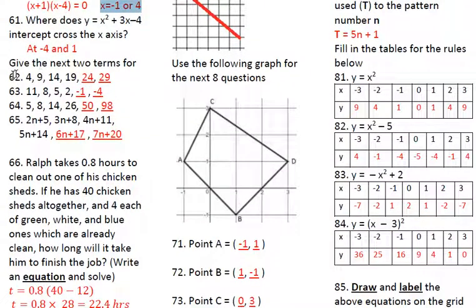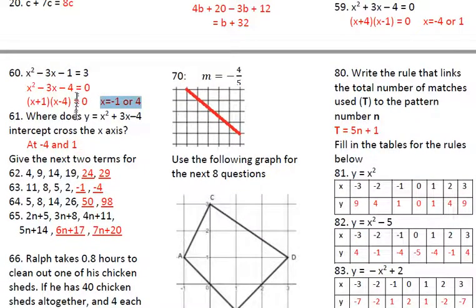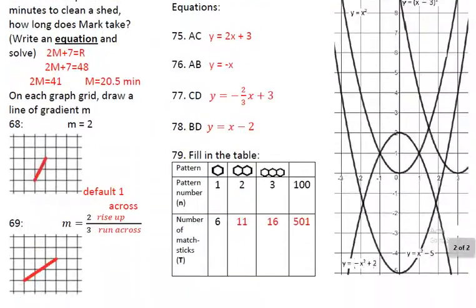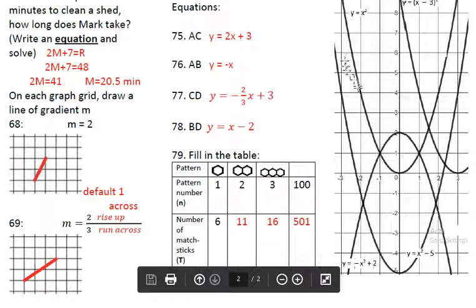Number 61. Where does this here, x squared plus 3x minus 4, intersect or cross the x-axis? So what happens when you cross the x-axis? Now believe it or not, this is going to be a parabola. I'll show you some parabolas over here. Now these are parabolas, so you'll get to that later on.